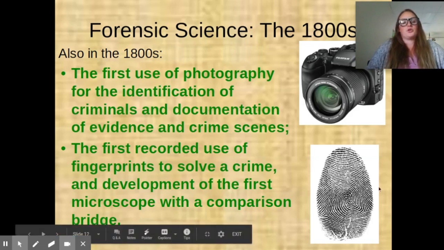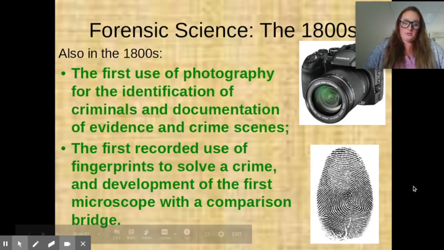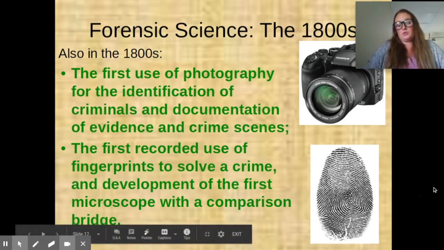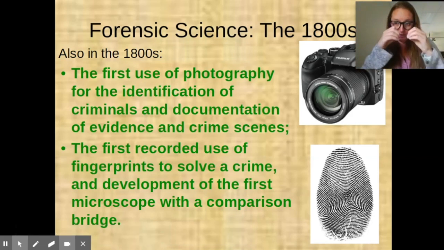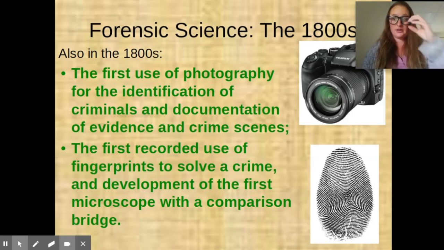The first recorded use of fingerprints was to solve a crime, and the development of the first microscope with a comparison bridge was also in the 1800s. So a comparison bridge is basically a microscope where you have two eyepieces. So you're looking through two oculars, but your right eye is looking at one stage and your left eye is looking at another stage. So then you are able to compare two things right next to each other.